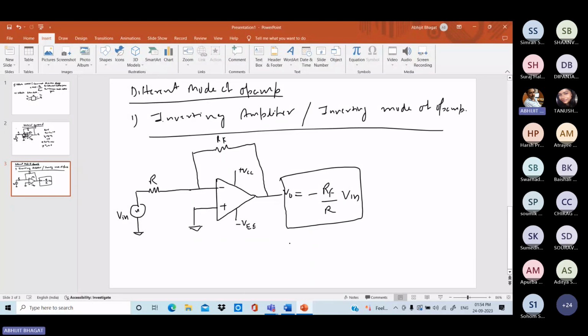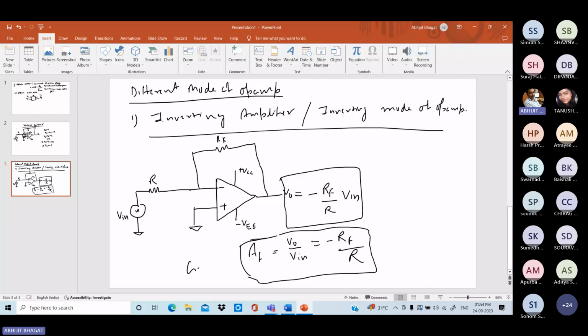So V0 by Vin is what? V0 by Vin is the gain of the op-amp and it is equal to minus RF by R. So minus RF by R is the gain of the op-amp, or you can say it is AF, the gain of the op-amp in inverting mode. This is the gain.